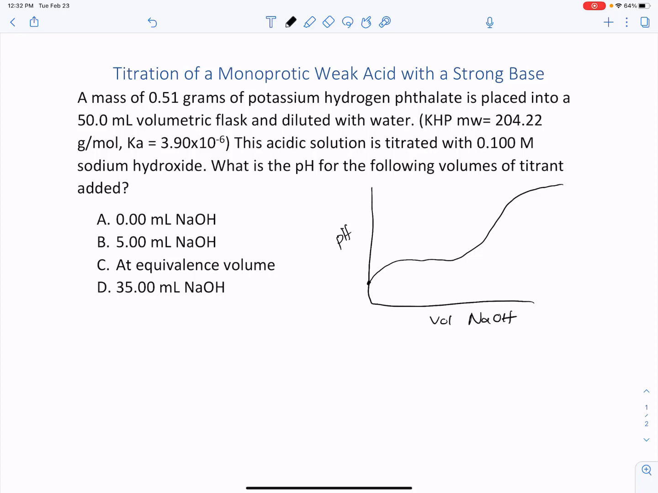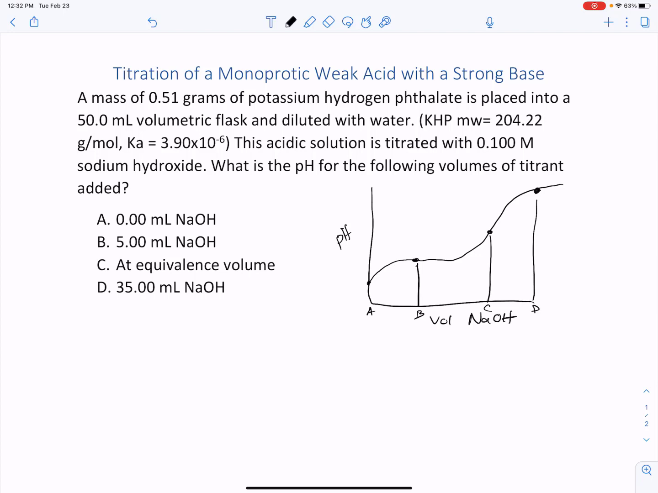At each point, we're going to be looking at a different volume of our titrant added, and we're going to figure out what the pH is at every single one of these points. So this first point here is point A, then B, C, and this last point is point D. Let's work each one slowly and systematically and see what we can learn about titrations in the meantime.